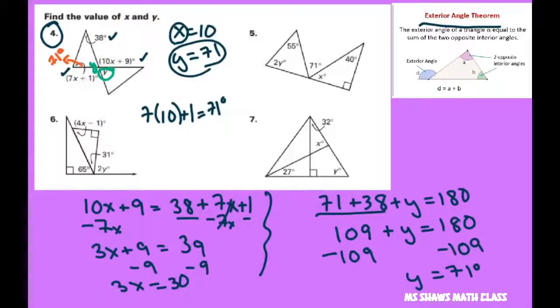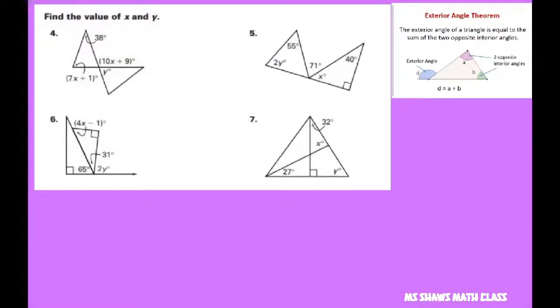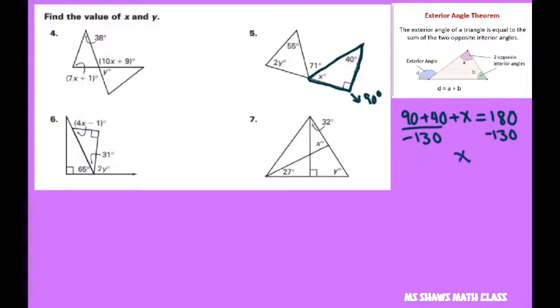All right, that's all we had to do, so let's look at number 5. For number 5, I'm going to first find x by looking at this triangle. I know that the sum of the interior angles equals 180. This is 90. So you have 90 plus 40 plus x equals 180. And this is 130. So subtract 130 from both sides, and you get x equals 50. So x is 50.